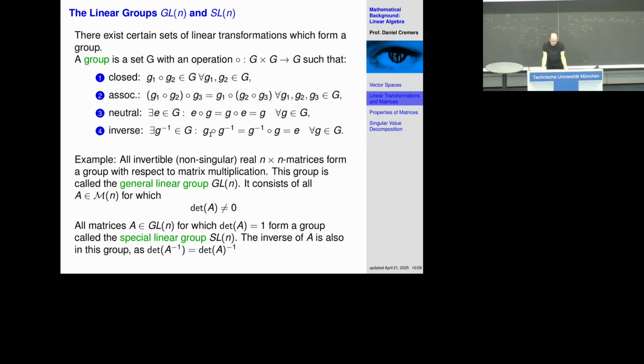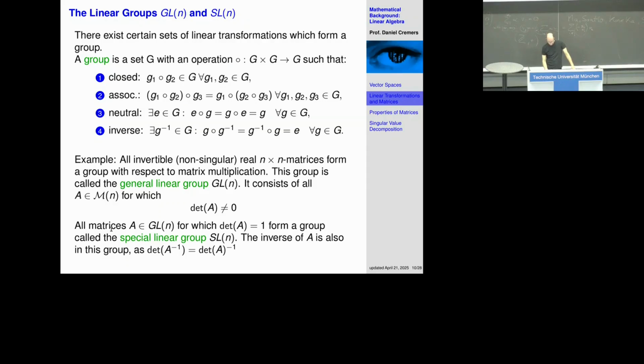So if you take all matrices that are invertible, it's called the general linear group. And how do you know whether a matrix is invertible? The determinant is non-zero, right? That's the way to check. So any matrix with non-zero determinant, if I put them all into a bucket, they form a group, and that is the general linear group.